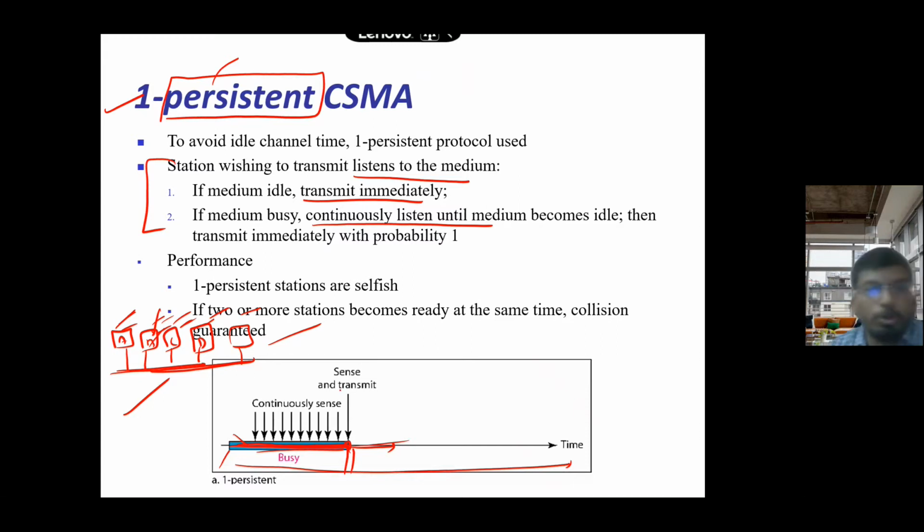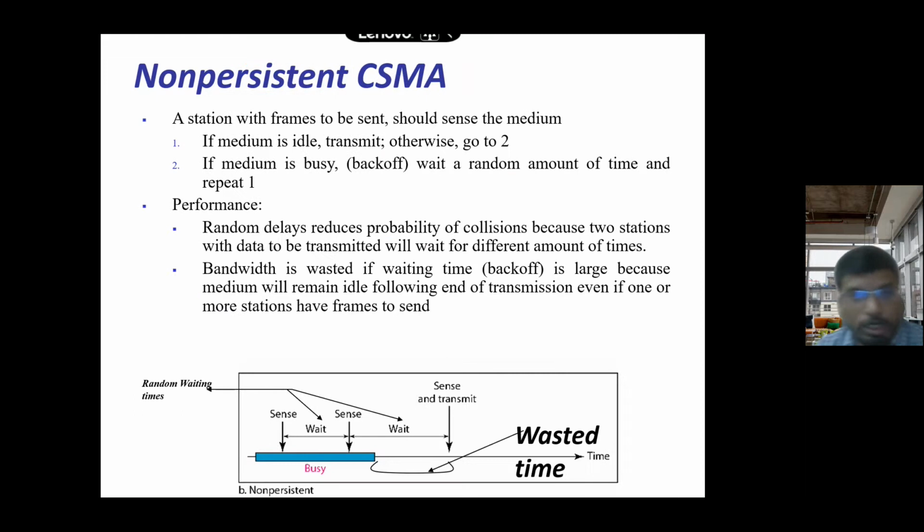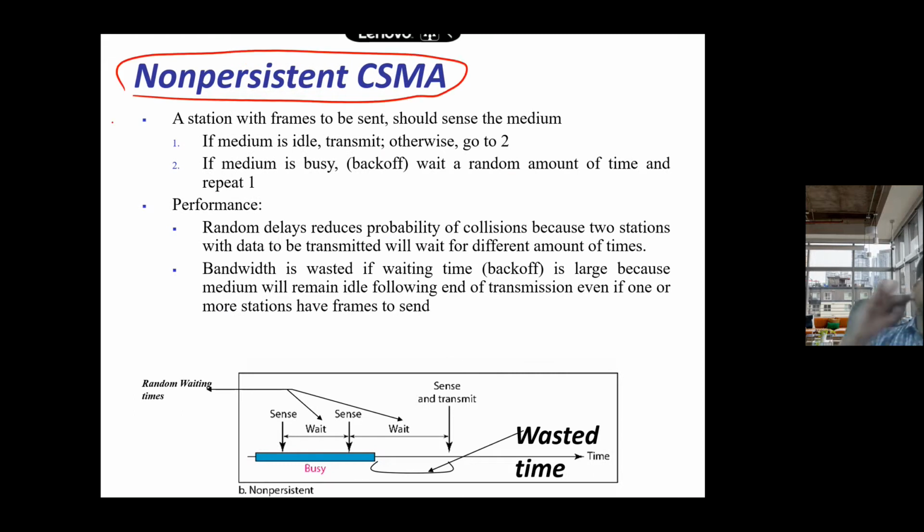So we will try to overcome this drawback with another scheme called non-persistent. So any guess what you mean by non-persistent? Just make a guess. What could be the problem that one persistent had, which non-persistent CSMA is trying to address? Look at the picture below and try to make a guess.